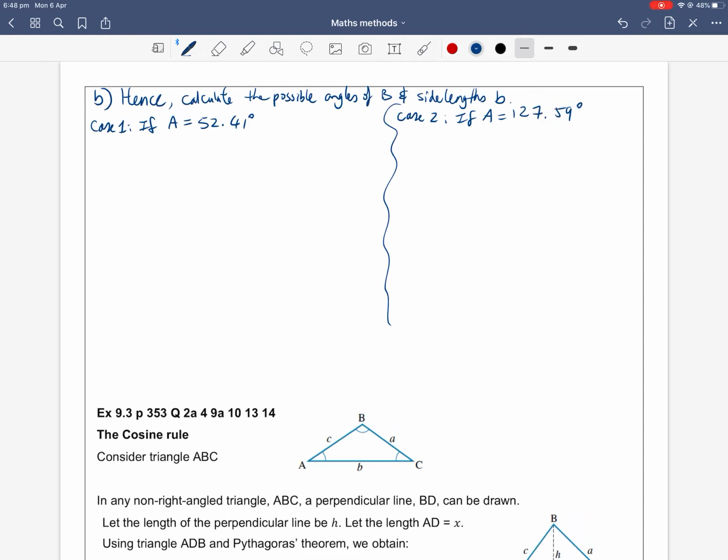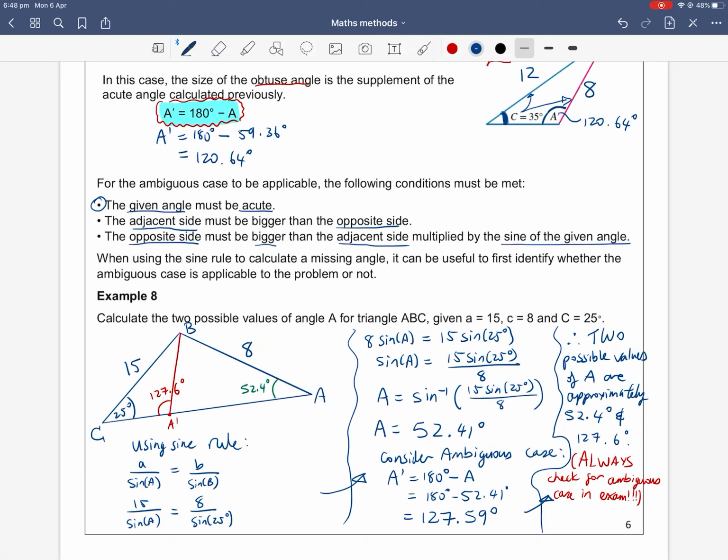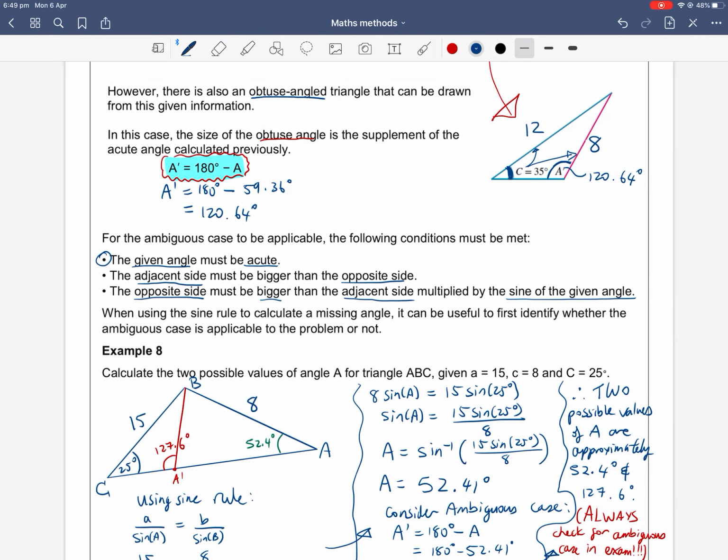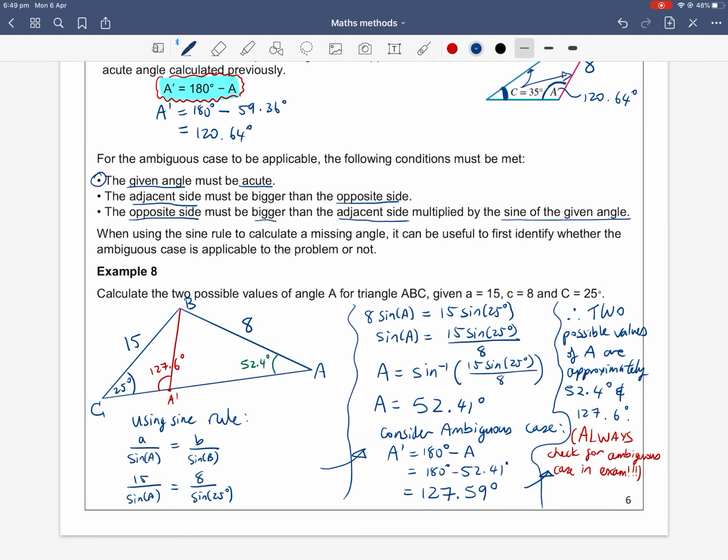So to work out B, well, we know C is 25, we know A from calculation using sine rule, then the only way to work out B is the sum of all angles in a triangle, which is 180 degrees. So angle B is 180 degrees minus 25, because that's angle C, minus, in this case, 52.41 degrees, because that's angle A, the acute version. And the reasoning is sum of angles in triangle. So using a calculator, that gives us 102.59 degrees.